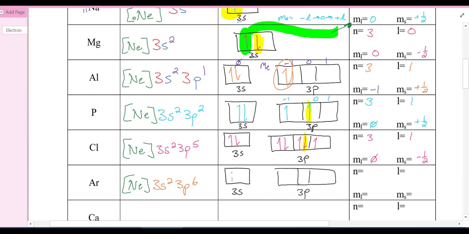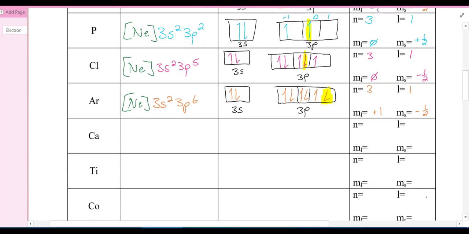So we have up, down, 1, 2, 3, 4, 5, 6. That last one right there. So what's N? Well, it's 3. L, p orbital, 1. M sub L, negative 1, 0, positive 1, is positive 1. MS is down, so minus 1/2. And that's it. That's all we're doing with electron configuration.